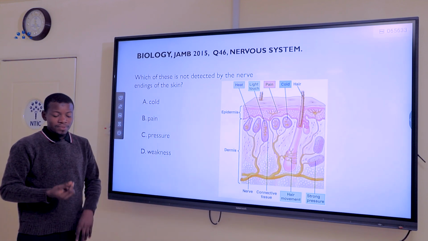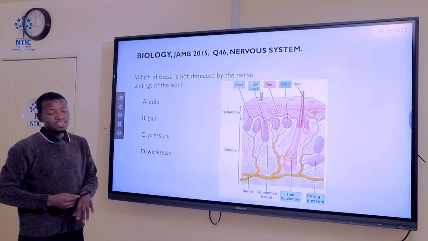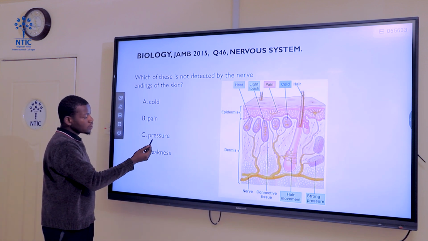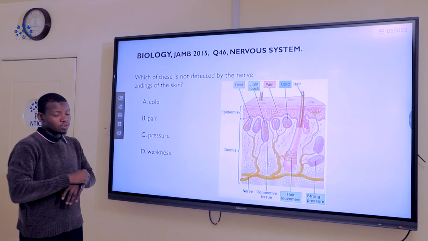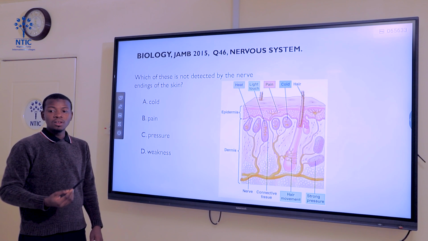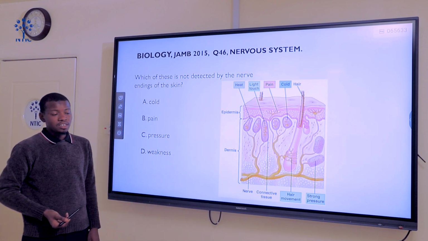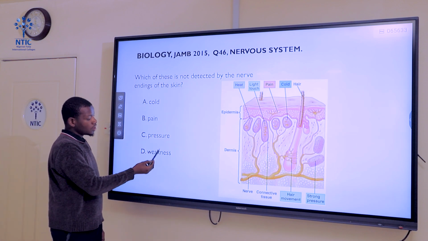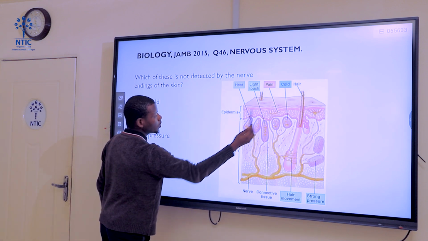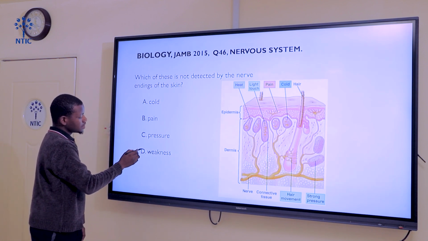We can feel pain. If there is a hot object or if we are being pinched, we can feel the pain. So our skin can detect pain. We can also detect pressure. If there is a pressure on our skin, we can detect it. But weakness is not a stimulus that can be detected by the skin, because the skin does not have any receptor for detecting weakness. So the correct answer here is D.